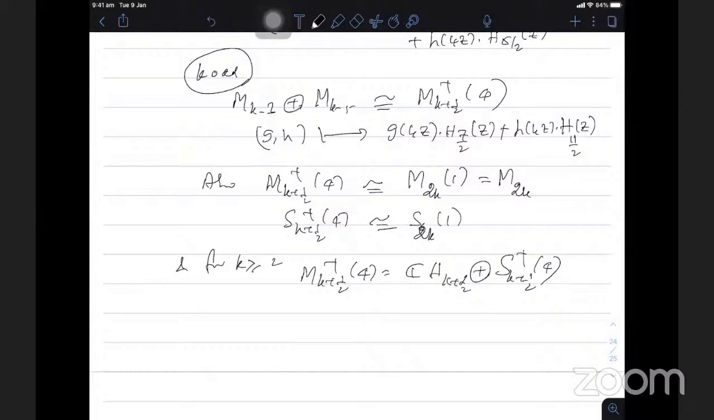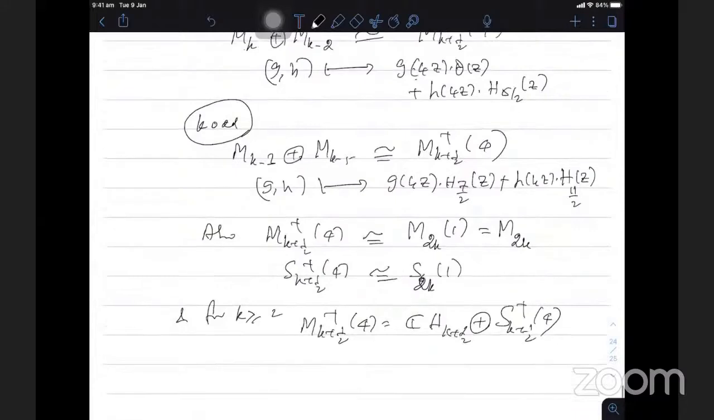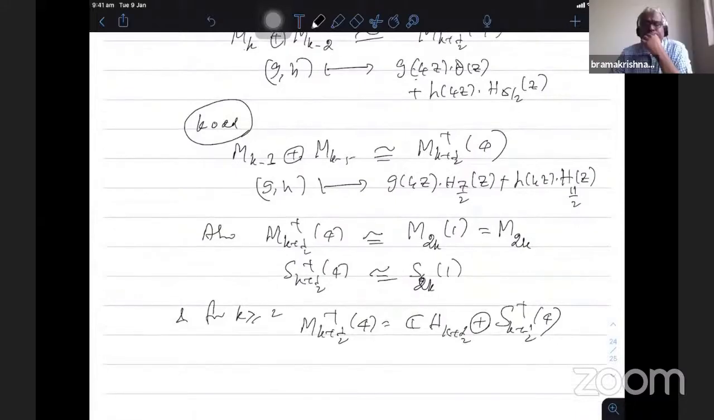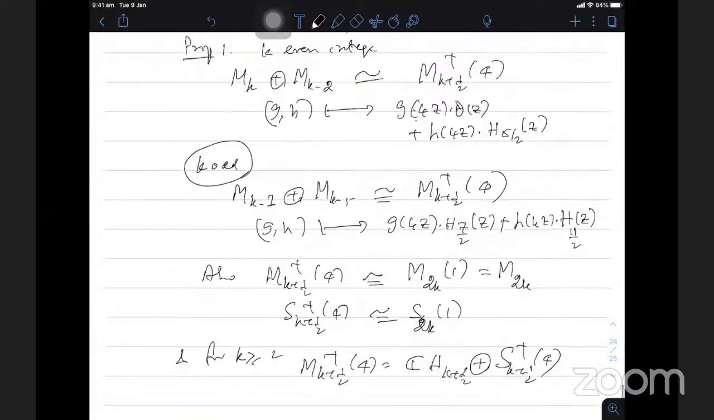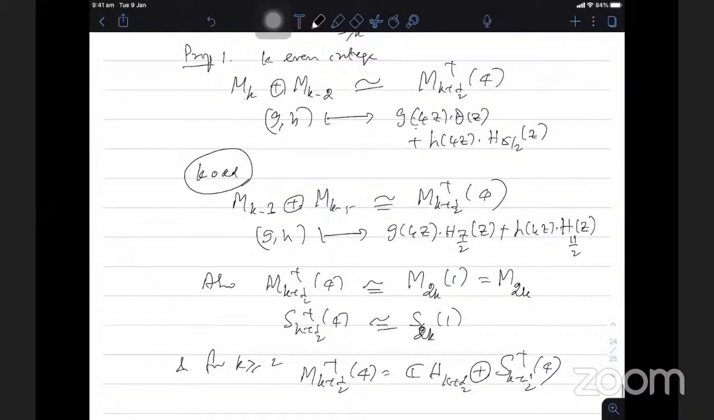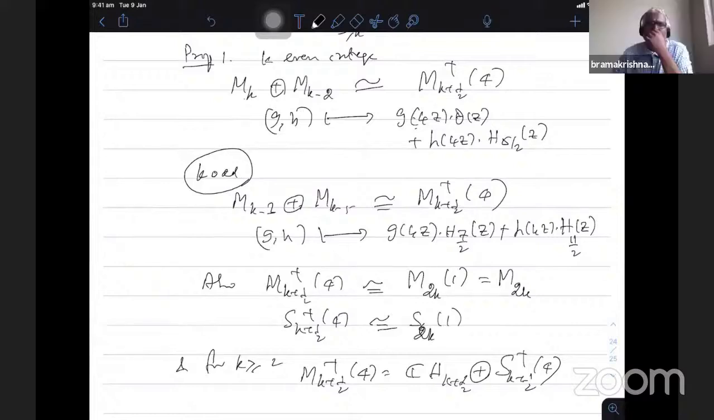Hello, sir. Yes, I have a small question. Earlier you wrote M_k direct sum M_{k-2} and M_{k-3} direct sum M_{k-5}, right? So what is the difference between those two spaces? Can't I just choose my k appropriately? When k is odd, no. If I see this, I need an even integer for the modular form to survive.